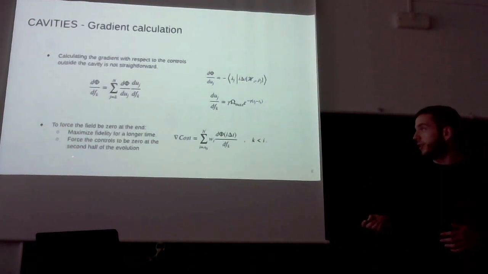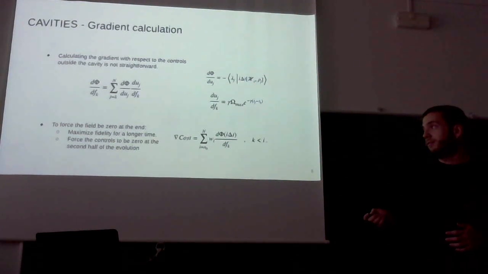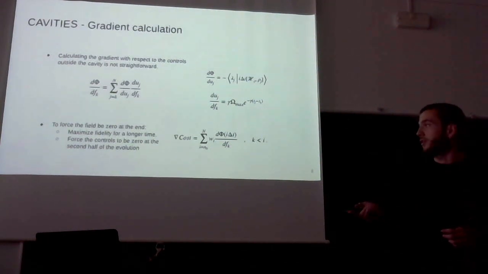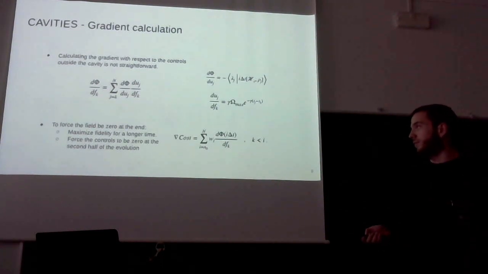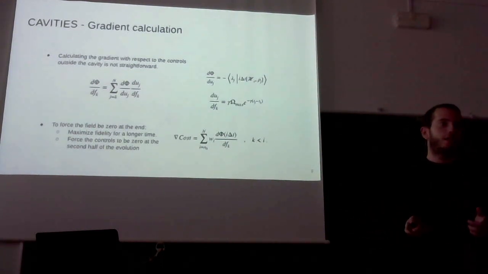And the second one, because with the first it wasn't enough, the optimizer was doing crazy things, I forced the controls to be 0 at, for example, the second half of the evolution. This was taken arbitrarily. You can take another, not the second half, but the last third part or whatever. But it doesn't matter much, because later I choose what the whole duration of the evolution is going to be.